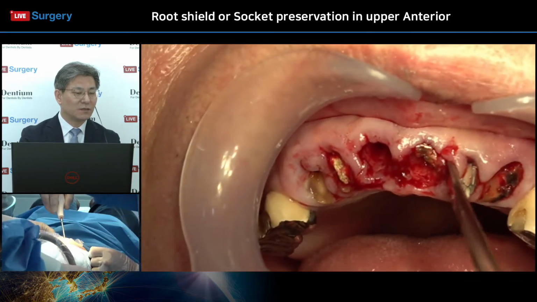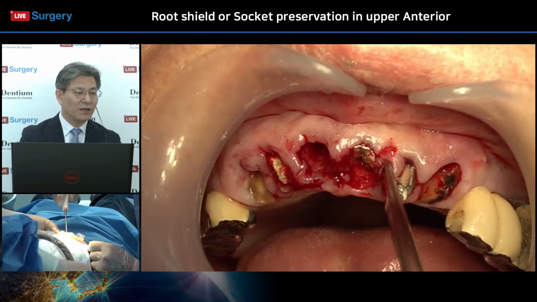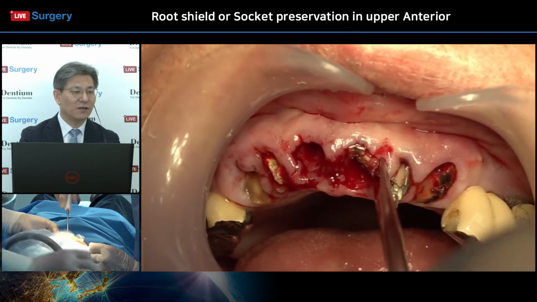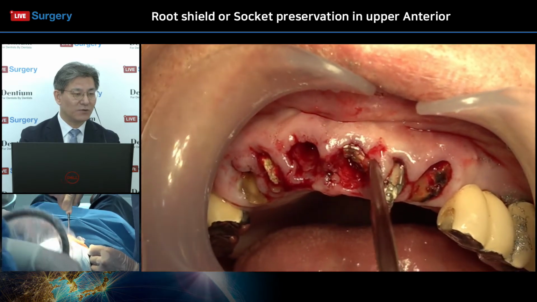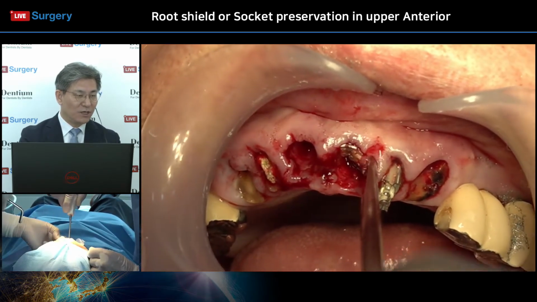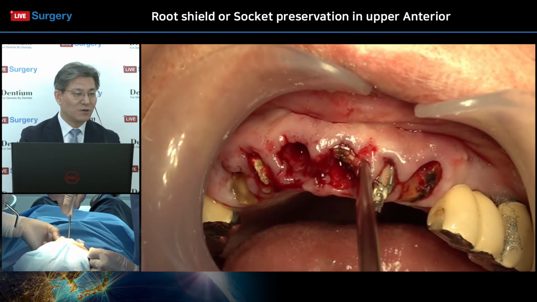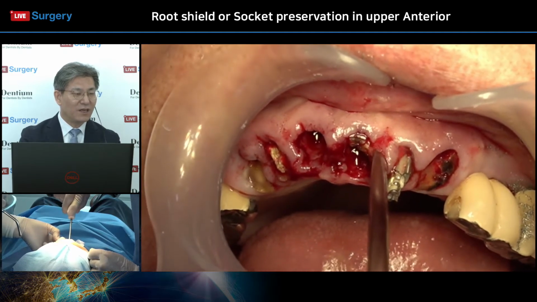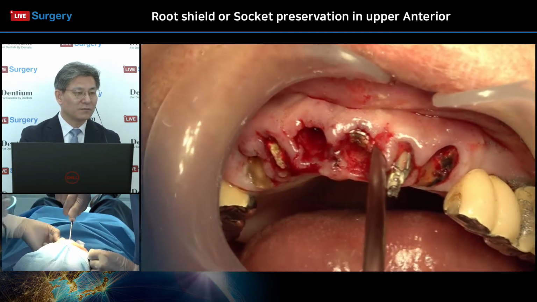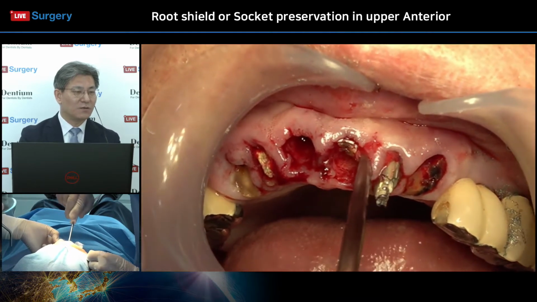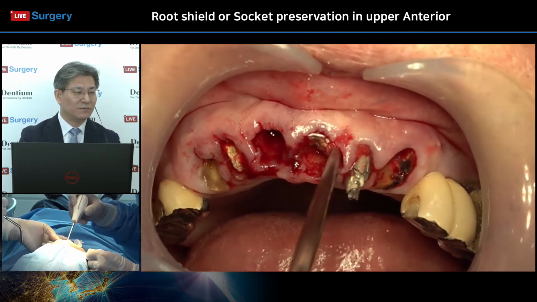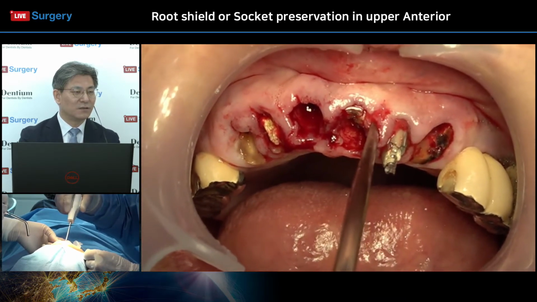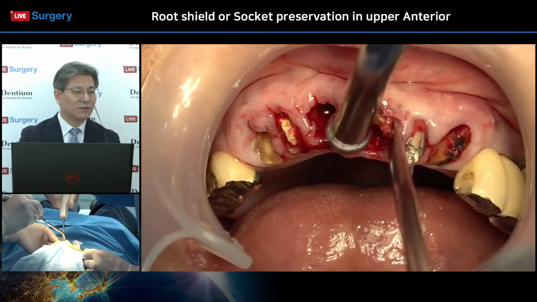Can everyone see well? All the elevating instruments should be located in the proximal or parallel area, because the proximal and parallel socket is thicker than the labial, so we can preserve the thin labial bone. Also, this root is very firmly enclosed, so it is also a very good indication for the root shield technique on this central incisor.